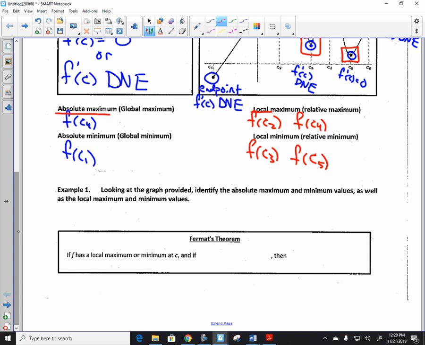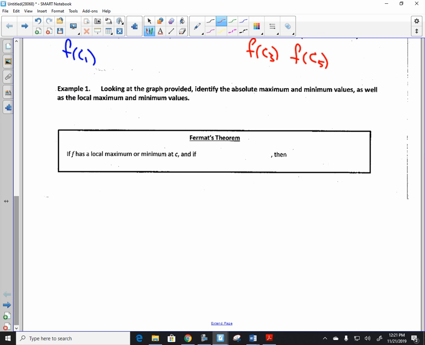So Fermat came up with a theorem. Fermat was a great mathematician of a long time ago, and he said if f has a local maximum or minimum at c, and if f prime of c exists, then we know something is true. So I'm going to draw two different graphs, and you tell me which one Fermat is talking about.